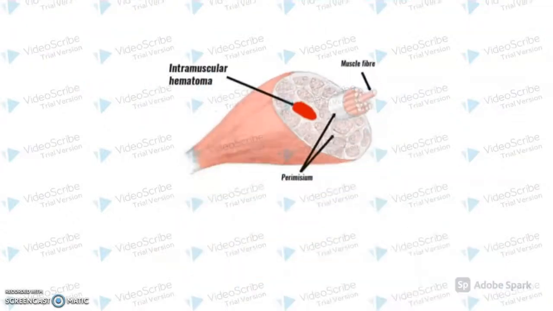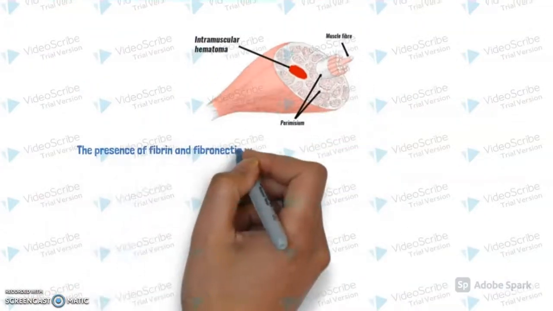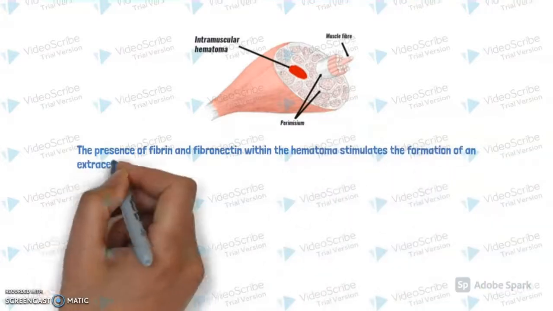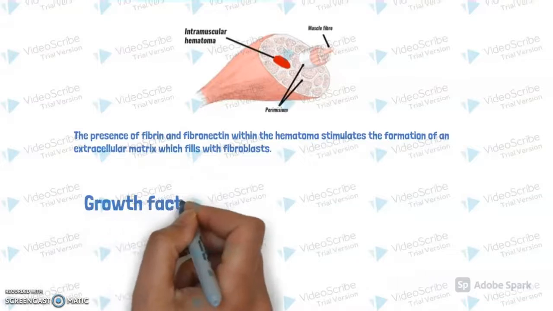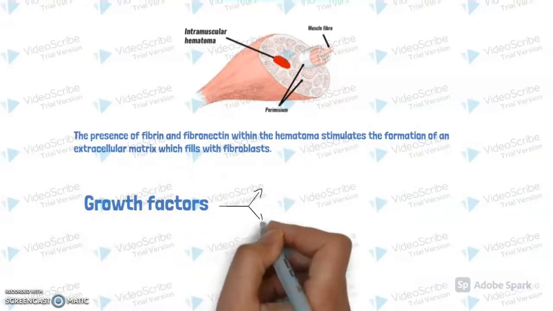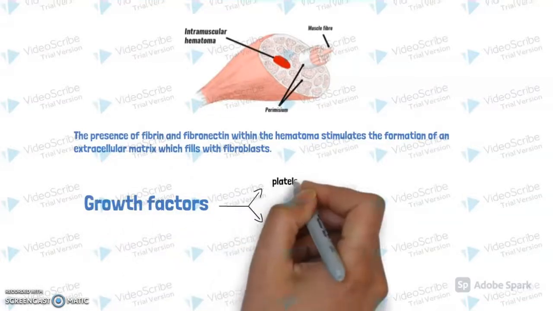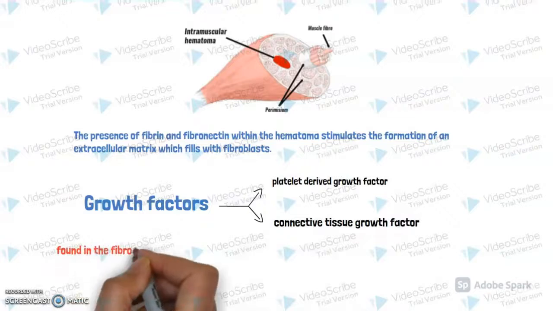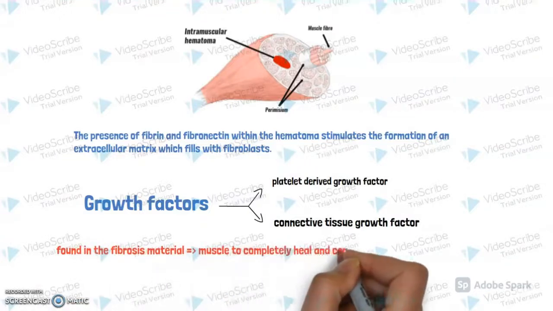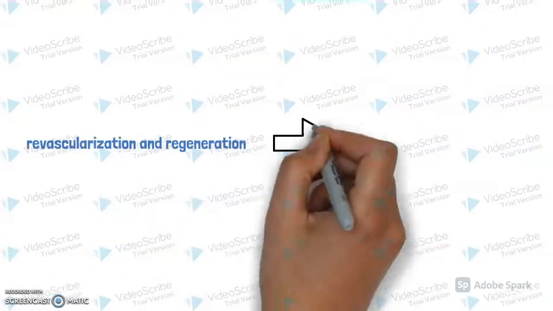The gap between the damaged myofibers quickly fills with hematoma. The presence of fibrin and fibronectin within the hematoma stimulates the formation of an extracellular matrix which fills with fibroblasts. Many growth factors such as platelet-derived growth factor and connective tissue growth factor are found in the fibrosis material that enables the muscle to completely heal and continue to grow post-exercise damage.